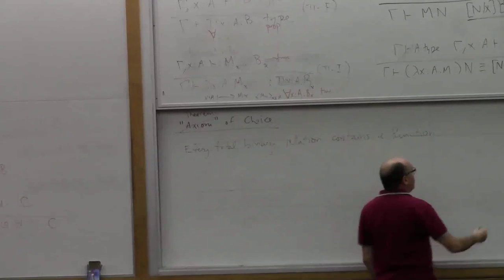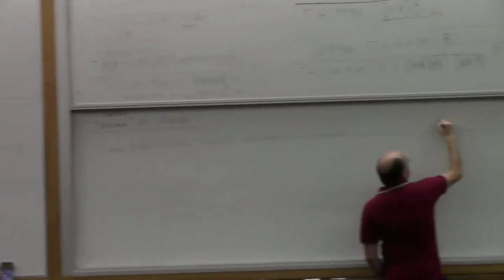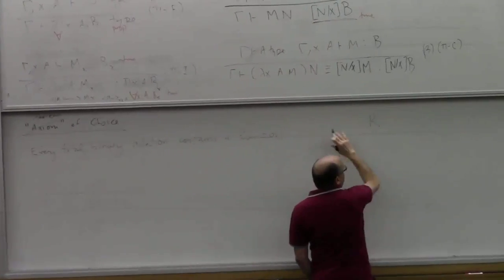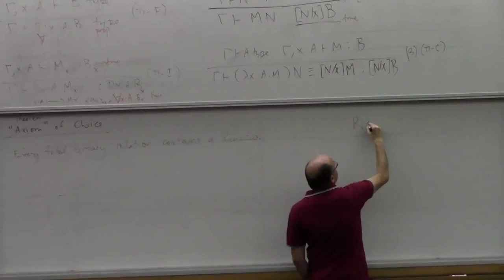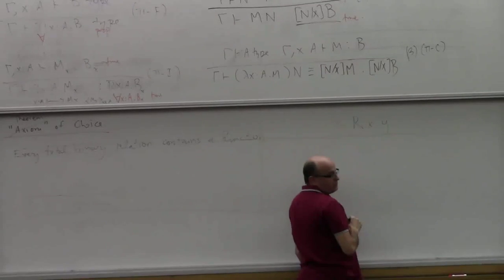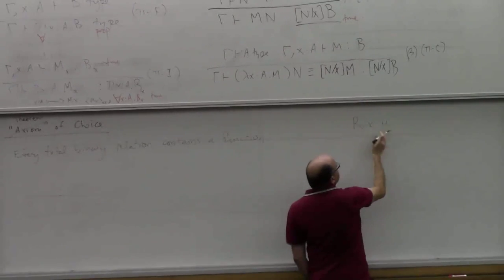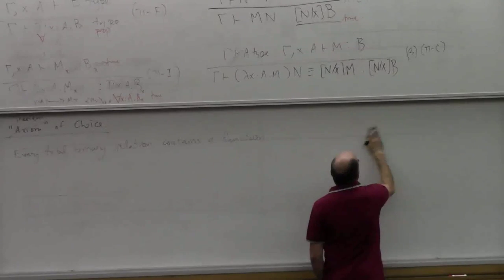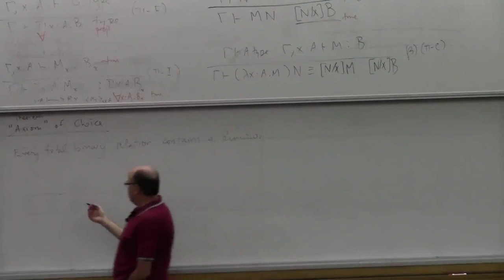So what does that mean? If I have a binary relation R, which is total, that is, on whatever its domain is, every X is related to some Y. Okay? It's total. I'm going to select from that R a subset, which is going to be a function. So I can write it out like this.